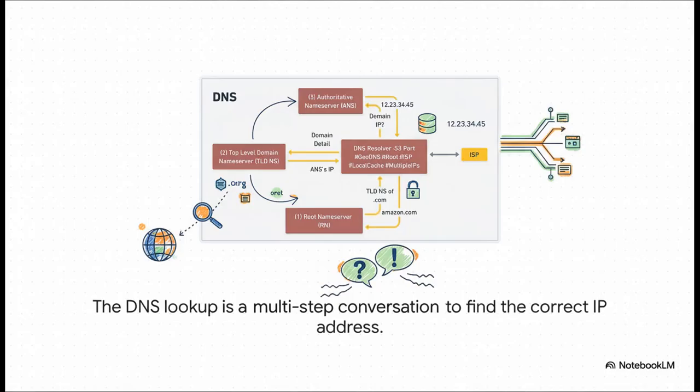And as you can see here, it's not just a simple one-step lookup. It's more like a really quick conversation. Your request first asks a root name server, hey, where do I find anything that ends in .com? That server points it to another one, the top-level domain server. From there, it asks for the specific domain, which finally gives back the exact IP address from the authoritative name server. It's this super fast, hierarchical search just to find the right destination.